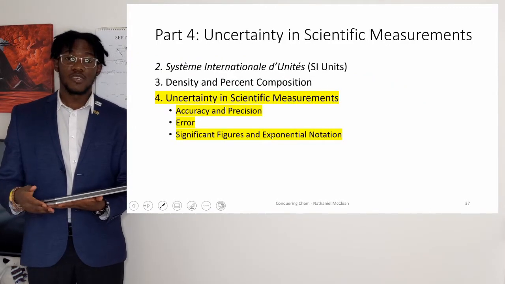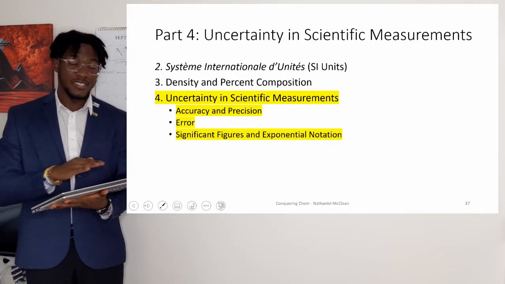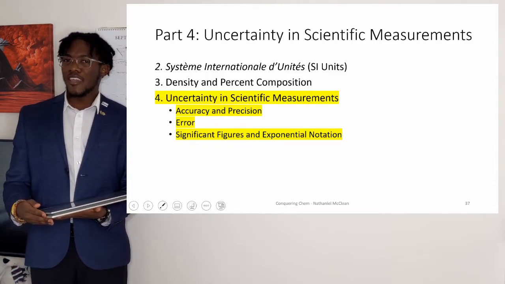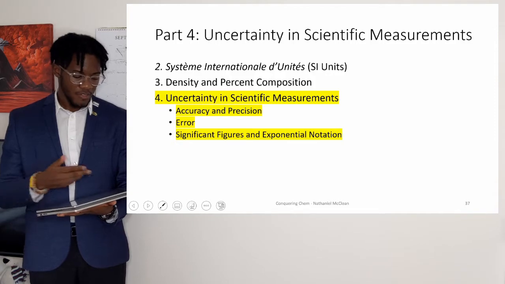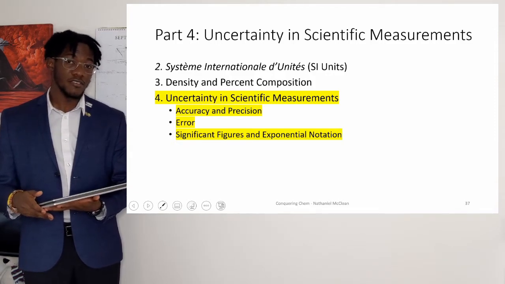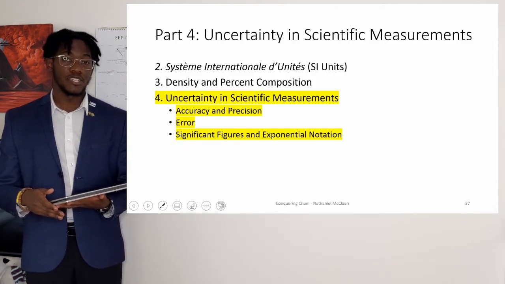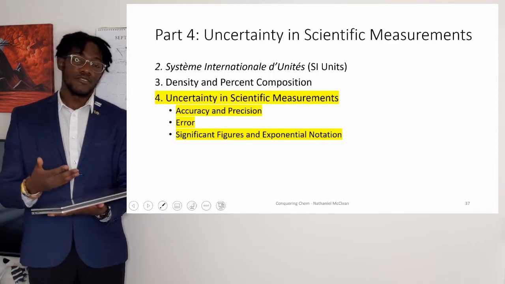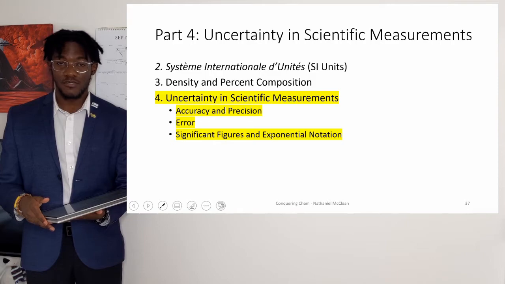I look forward to seeing you again in part 4, where we will talk about uncertainty in scientific measurement. Namely, we'll be speaking about accuracy, precision, error, and of course, introducing you to significant figures and exponential notation, which again is another skill that is necessary for concurrent chem, or at least general chemistry for now.